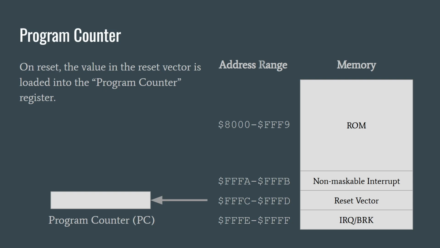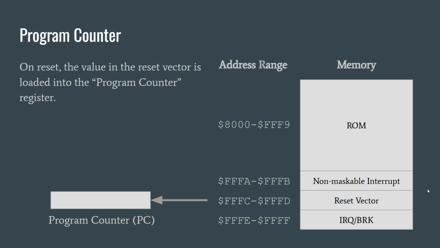Let's talk about the reset vector first, but before that, let's introduce one of the special registers that we introduced before but never really talked about, the program counter, or PC. The program counter is a register that tells the ALU what the next instruction to execute is. On reset, the value in the reset vector is loaded into the program counter. So whatever value is written to these addresses is where the program will start running.